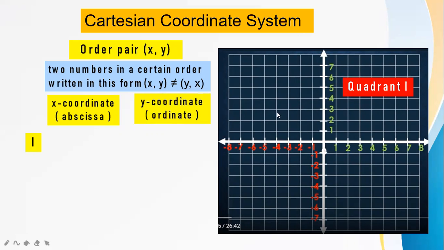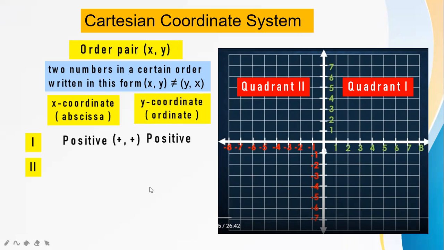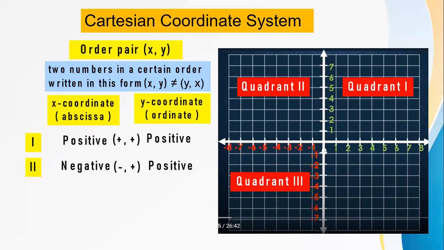So the first quadrant, we have positive. That will be your x, positive, and then your y is also positive. Therefore, the signs are positive, positive. Next, we have the second quadrant. This will be your x, so we have negative, and then this will be your y, and therefore we have positive. So we have negative and positive.